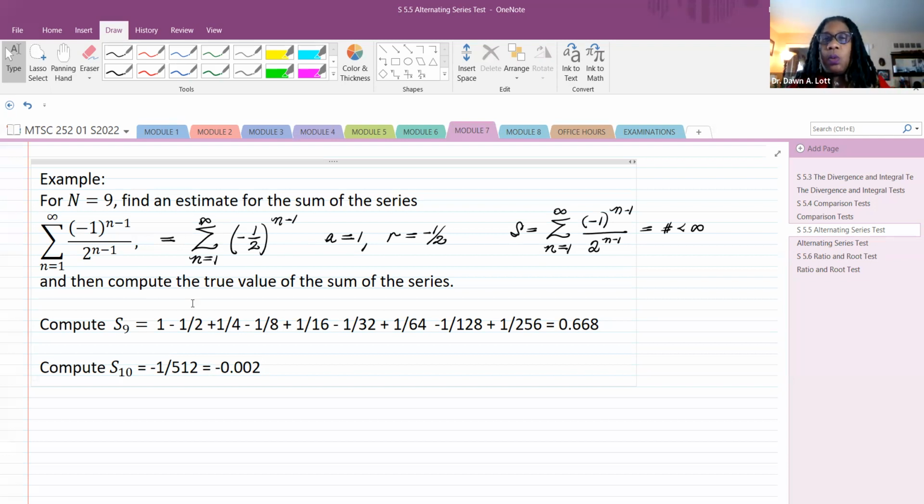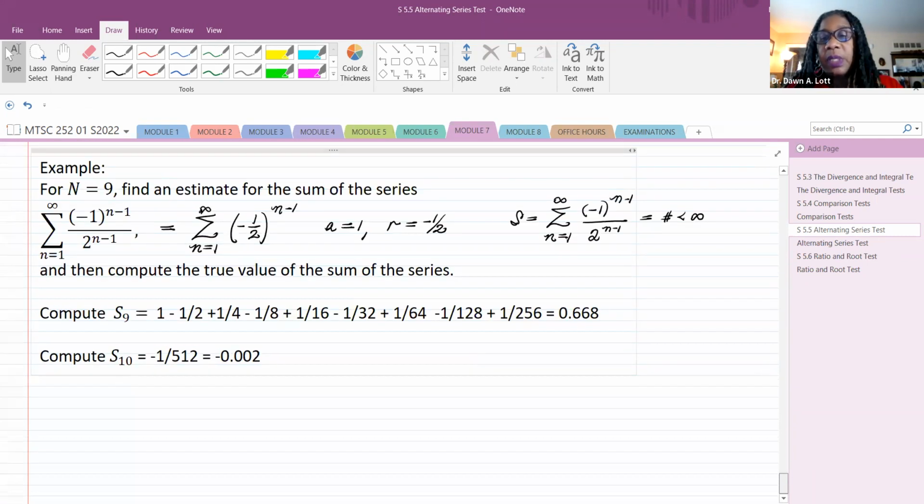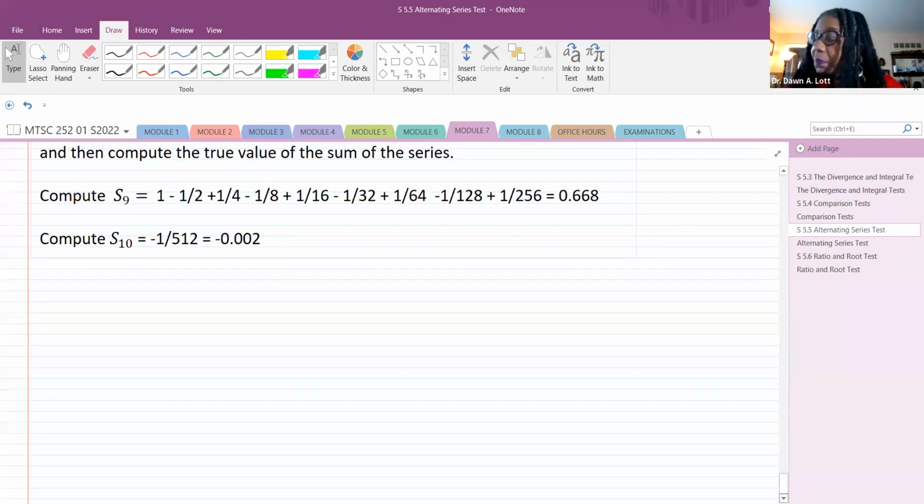Okay, so once we've done that, I hope you understand this because this is really not a difficult thing to do. And you may be asked to do it on the exam. It says that this thing approximates the real series with an error of less than the next term. So that means, by the alternating series estimation theorem.